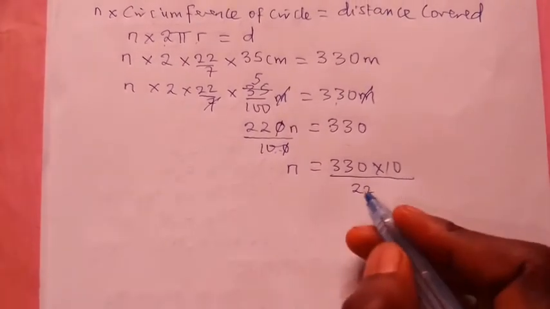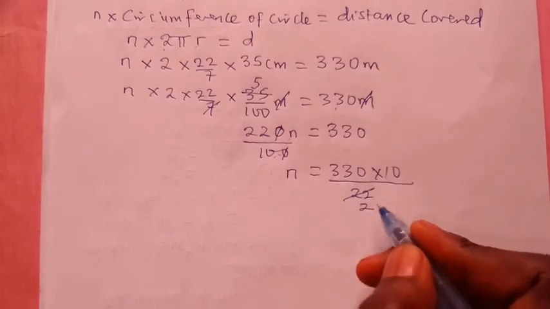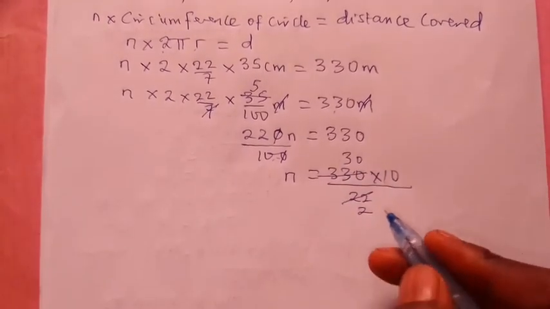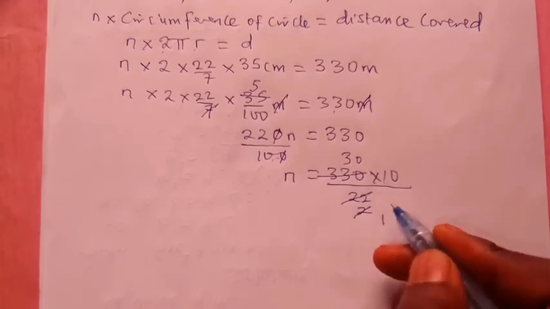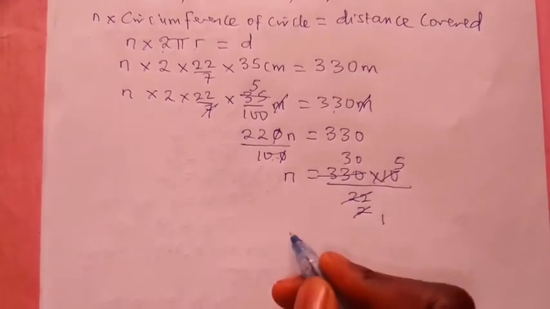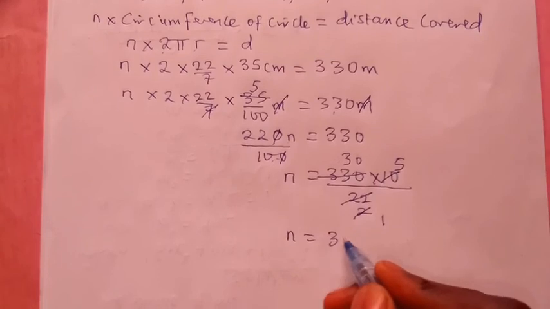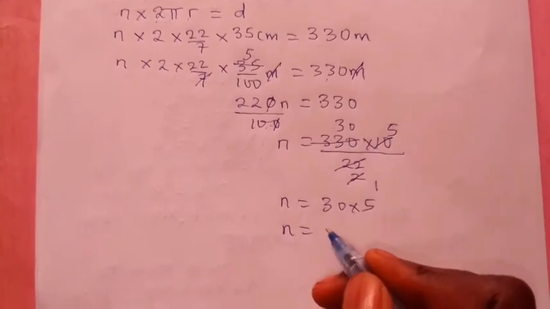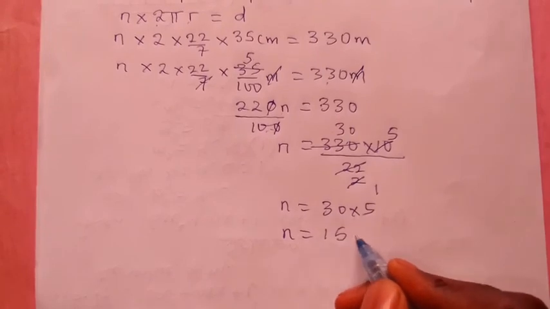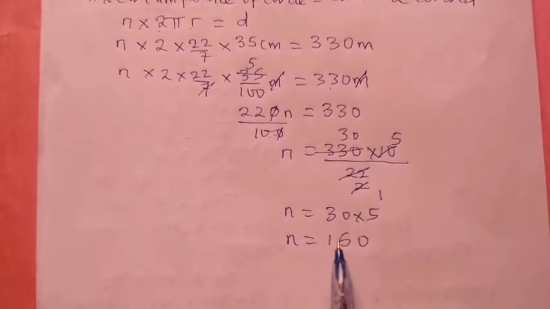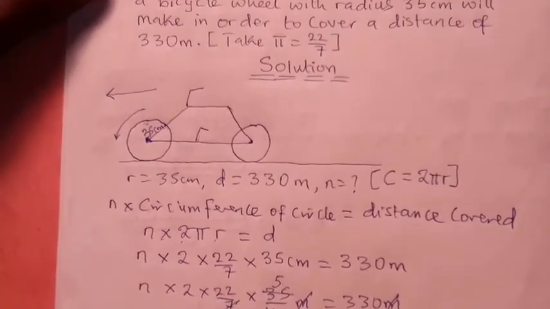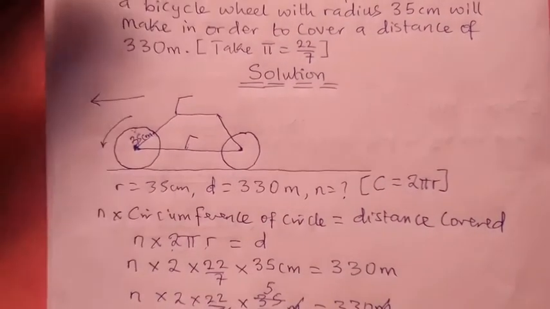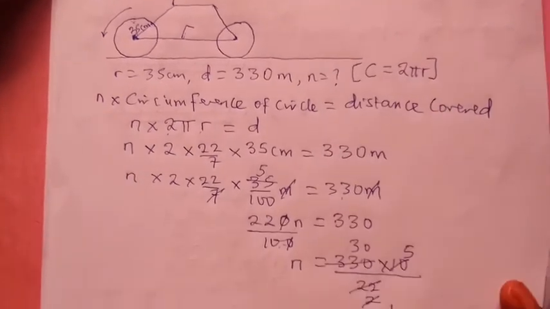Now, in doing this, 11 can go here 2. 11 can go here 30. Then 2 can come in here 1 and come in here 5. So we have that n becomes 30 times 5. And 30 times 5 will definitely give us 150. So the number of revolutions which the wheel of the bicycle will turn around is 150. So there you have it.